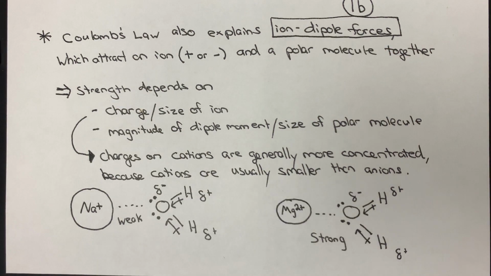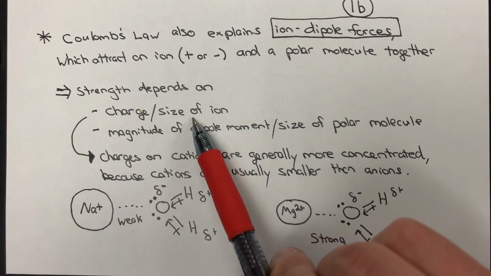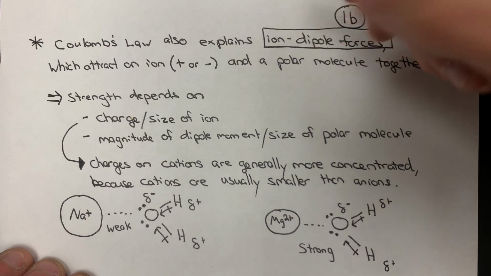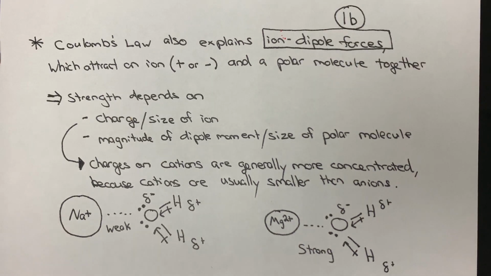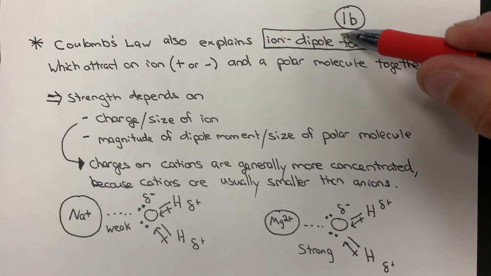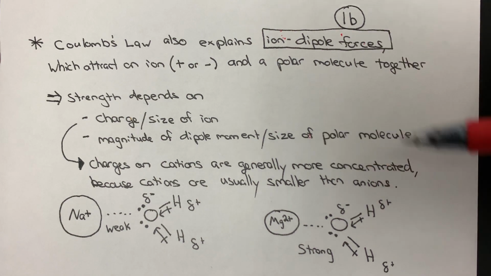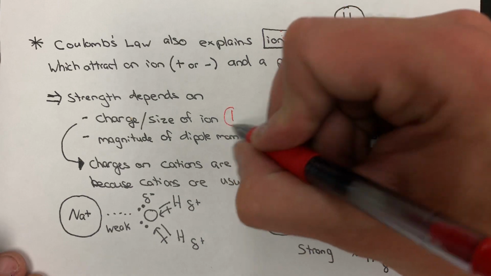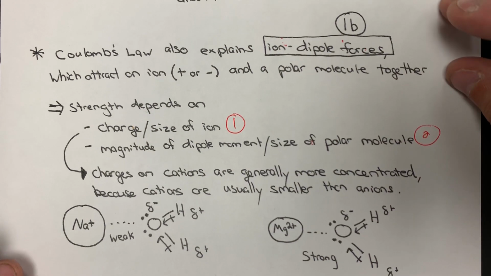Okay? Again, Coulomb's law can be used to explain this, where we have an attraction of an ion with a polar molecule. The strength of this intermolecular attractive force is dependent on two different things. It's dependent on the charge and the size of the ion in play, right? So that's the first component here. It also depends on the magnitude of the dipole moment of the polar molecule, in addition to the size of that polar molecule. So two things that we're looking to consider here, okay?